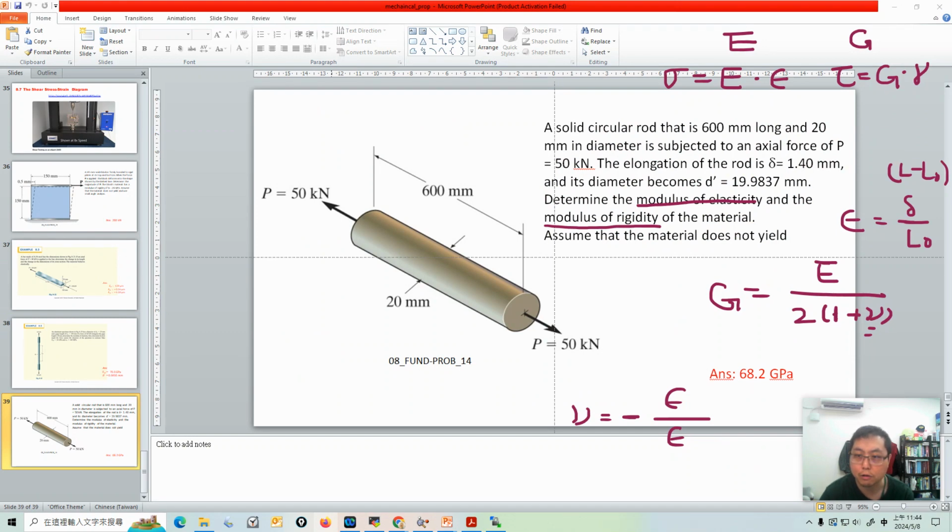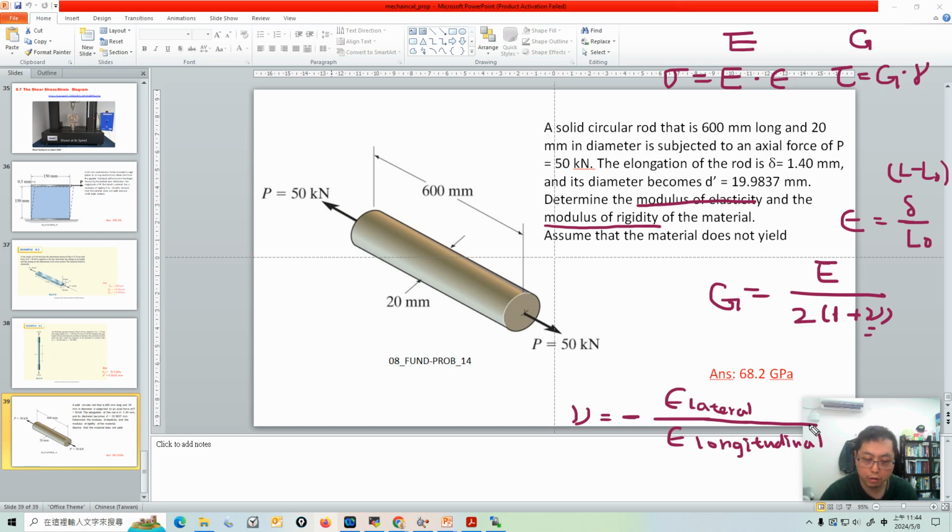So it's the strain in the lateral direction divided by the strain in the longitudinal direction. I think that's the correct formula for the Poisson ratio.